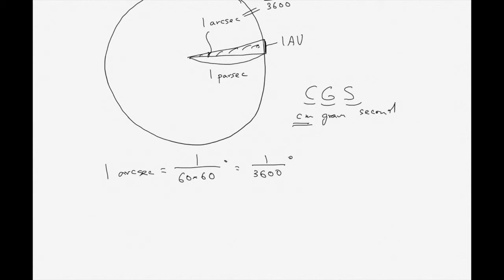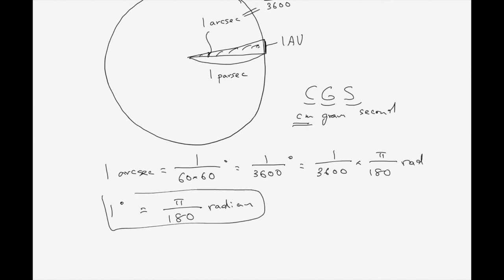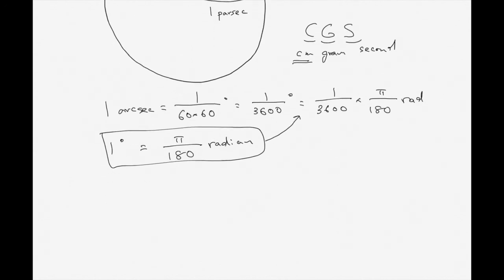And 1 degree is equal to pi over 180 radians. So you can use this to find that 1 arcsec is equal to 1 over 3600 times pi over 180 radians. So we have a relation between arcsec and radians.